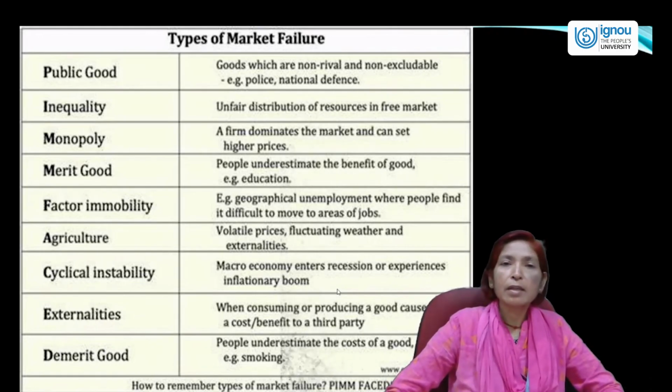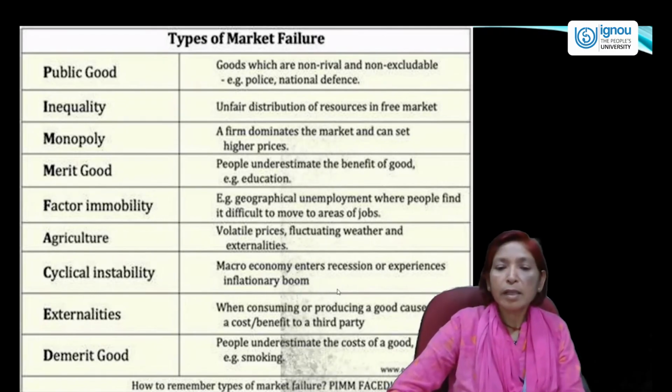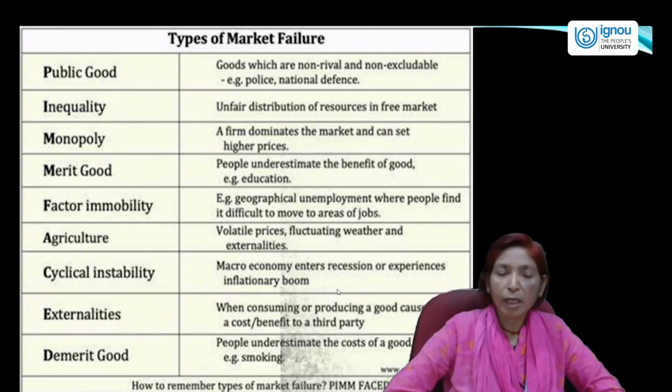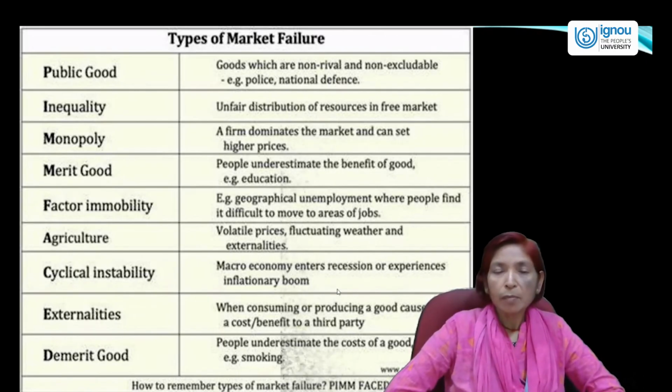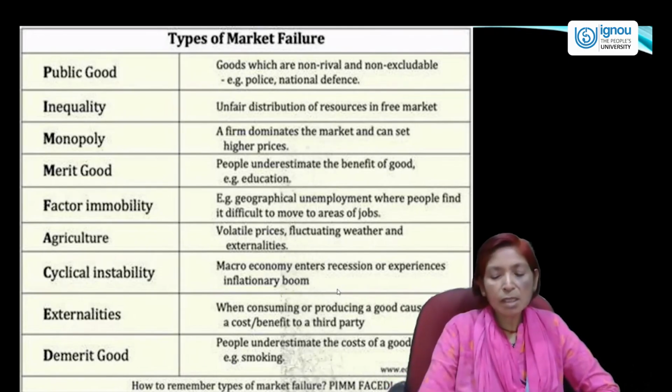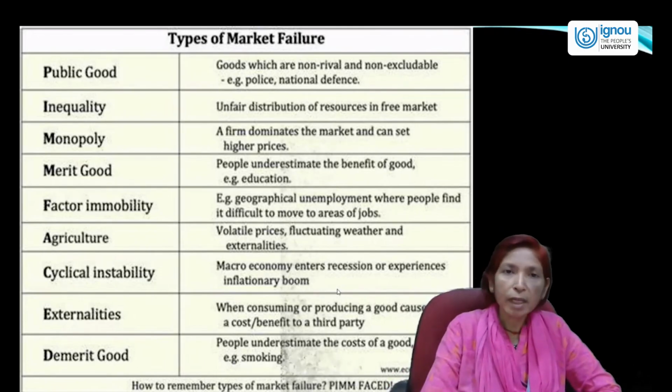Next is demerit good. A demerit good means people underestimate the cost of a good, like smoking. So smoking is a demerit good, and education is a merit good, but sometimes people underestimate the cost or the benefit of a good. In this case, the market will become a failure. So these are the types of market failure.